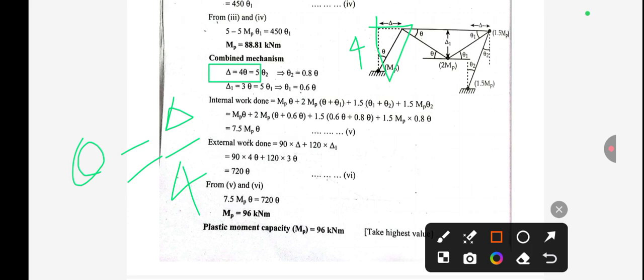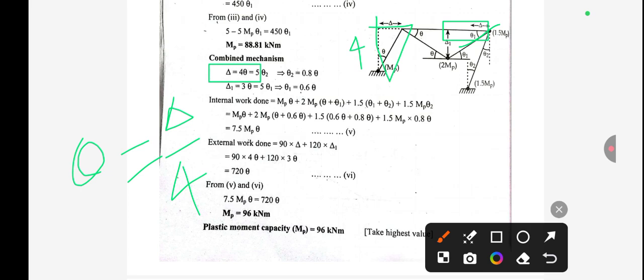Okay, and similarly for the other triangle, this right angle triangle and this right angle triangle, we get the value of delta equal to 5 times this theta. Okay, so after solving these two values we get theta 2 equal to 0.8 theta and theta 1 equal to 0.6 theta. Okay, now we need to calculate the external work done and internal work done. Then we have to equate these two values.